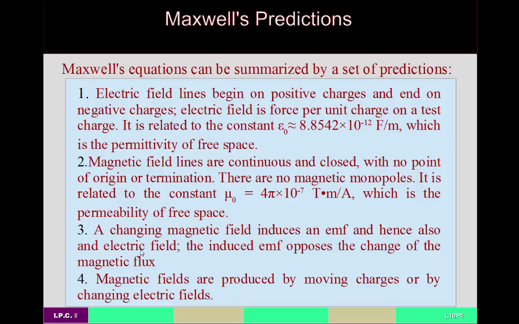Now, the fact that a changing magnetic field and a changing electric field will produce each other, that is, a changing magnetic field produces an electric field and a changing electric field produces a magnetic field, is a very important point within Maxwell's equations. Note that without Maxwell's modification to Ampere's law, you wouldn't have that symmetry. You'd have a changing magnetic field can induce an electric field, but a changing electric field would not be predicted to produce a magnetic field.